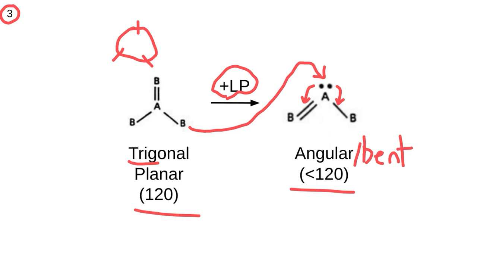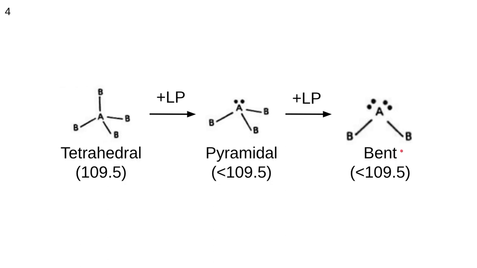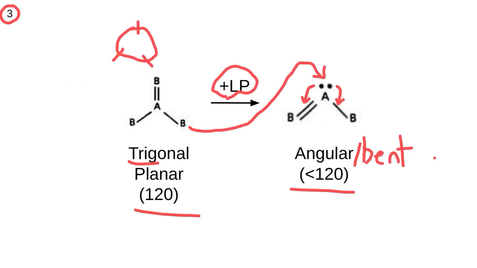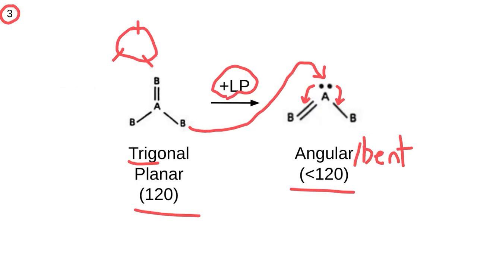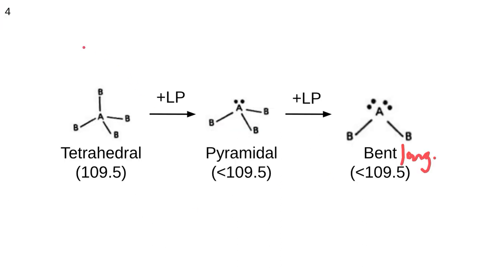Now, if you go to the 4th slide, I'm going to skip ahead a little. Bent can also be called angular, okay? So these are really interchangeable. It depends on who you ask. Now, I personally prefer to use angular and bent separately. Angular for 3, bent for 4, because that to me helps give you a more specific answer. If I tell you something is angular versus something is bent, you'll know the steric number. Okay, so now steric number 4.